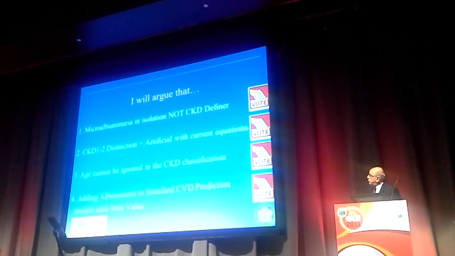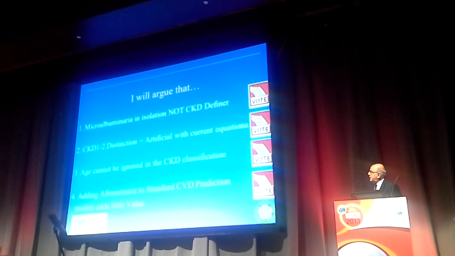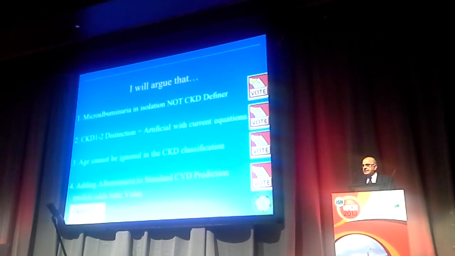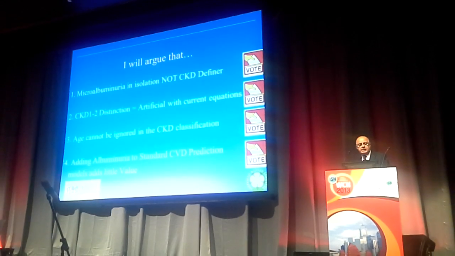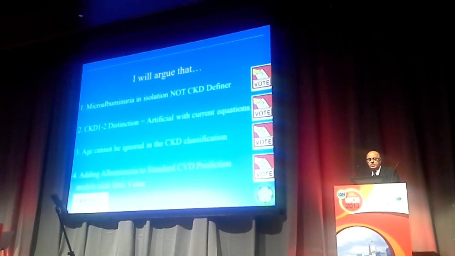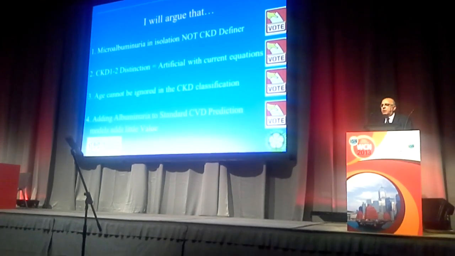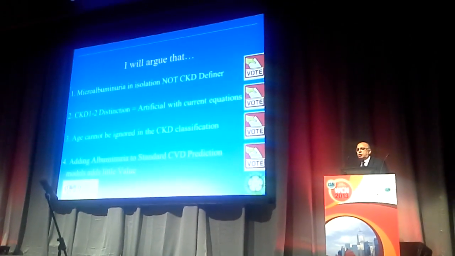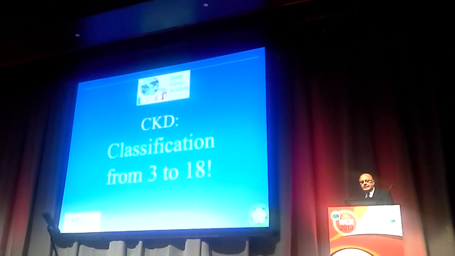Do we have enough tools, is there enough formula? And I'm sure Andy will follow on by talking about the different formula. But as it stands, can we distinguish CKD 1 and 2? And is there a value in distinguishing CKD 1 and 2? Can age be ignored in the classification and adding eGFR or albuminuria? I'll focus on albuminuria. Does it improve our predictions? So these are the 4 points that I'll do.